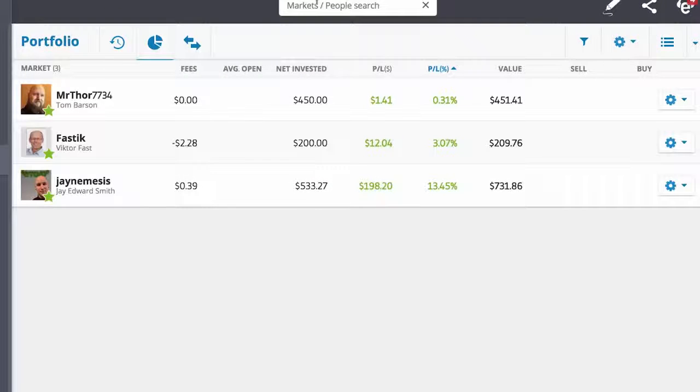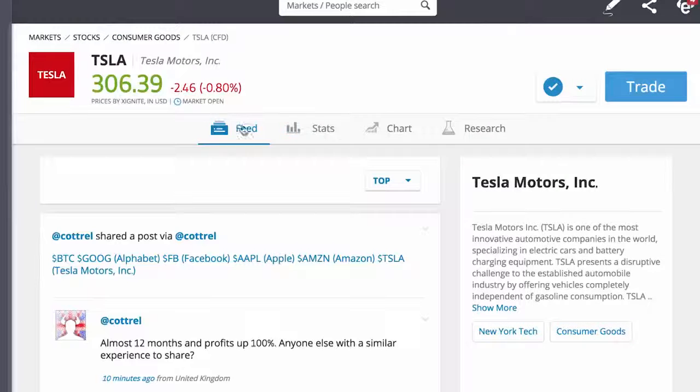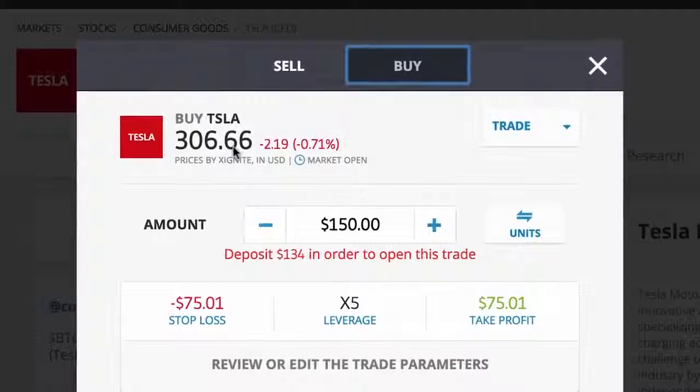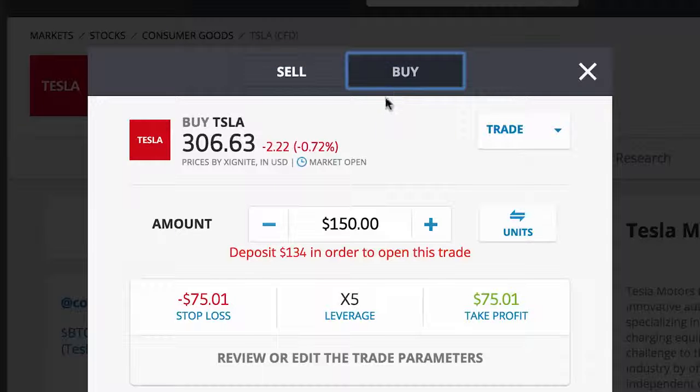Let's say I go to Tesla. If I want to trade Tesla, here's the price, 306.17. If I click trade, to buy it, it's 306.66. If I sell it, it's 306.16. The real price is somewhere in the middle of those two numbers. You see it changing. That little bit of extra money that they're charging is their spread fee. It's contained within the trade itself, and you're never going to have to deal with that. The person you're copying has to deal with that.